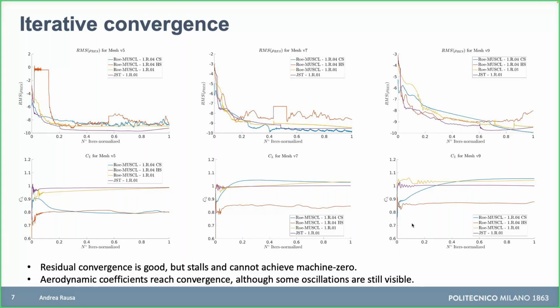And then here we see the convergence, so the fact that the CL, the functionals, are actually reaching a value, they're not changing anymore. Instead here we have some oscillations, but this is just because it's fully separated, so it just cannot converge to a value.